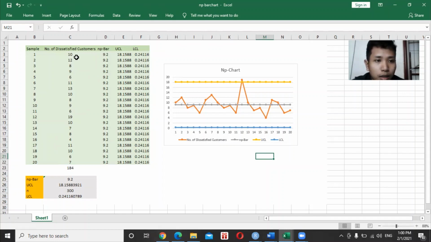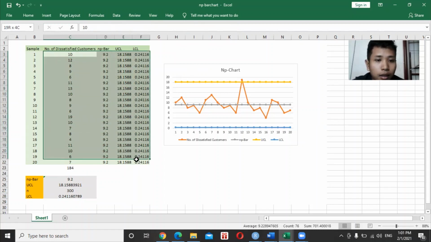Okay, so these are all the data. These are the number of dissatisfied customers. Then I do the calculation, the formula for the NP bar. In this space, I do the calculation the same as I showed you before. These are the upper control limit and the lower control limit. The formulas are here. Then after that, you just drag all this data, not including the sample.